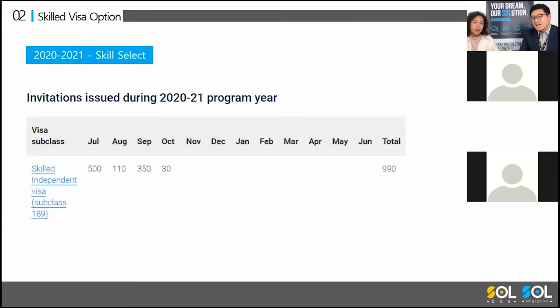Wow. Okay. I also cannot say that it doesn't depend on the occupation. All the occupations in the MLTSSL, the medium and long-term occupation list, they all get the invitation at least with 95 points at the moment.